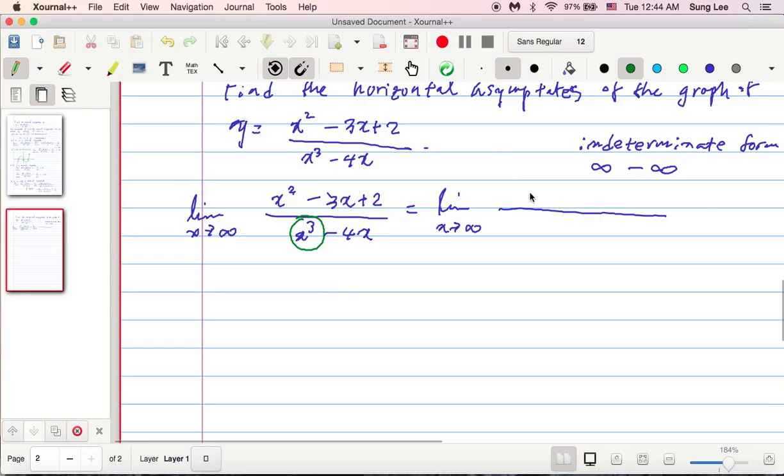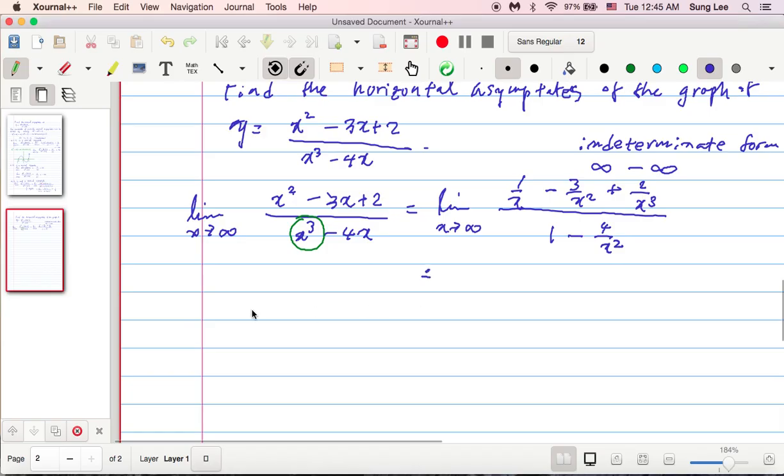So if you do, what do we have? x squared divided by x cubed is 1 over x, minus 3 times x divided by x cubed, that's 3 over x squared, plus 2 divided by x cubed. Down here, x cubed divided by x cubed becomes 1, minus 4x over x cubed, that's 4 over x squared.